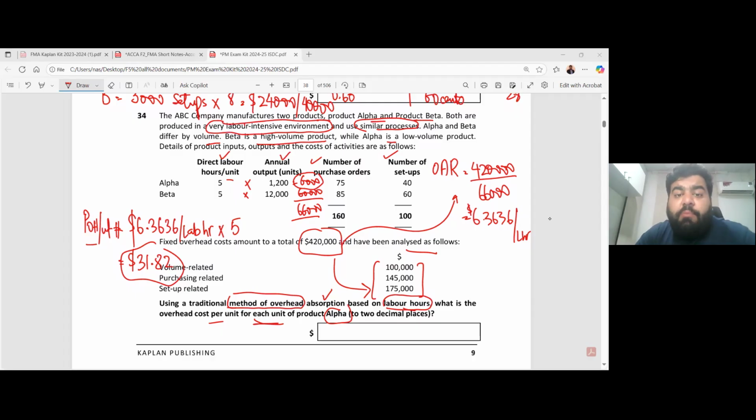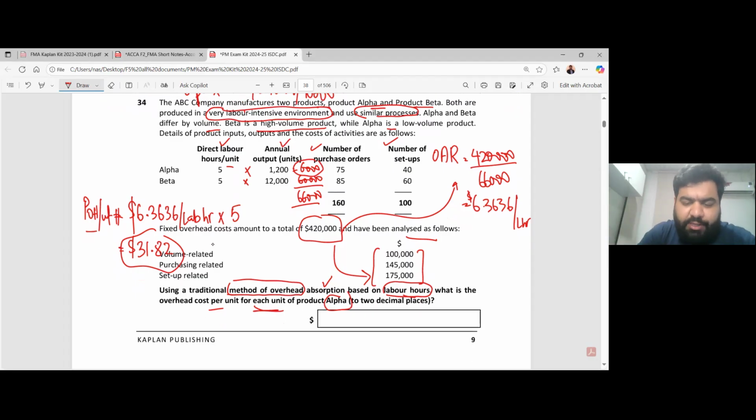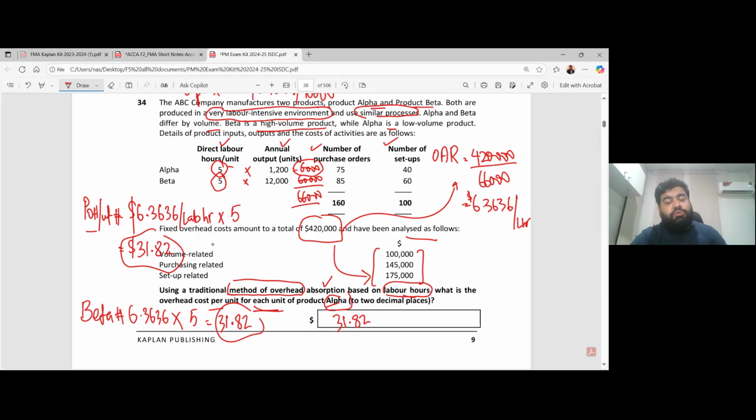Okay, so it's 31.82. Now 31.82 means that one unit of alpha will take this amount of overheads. And for beta, let us calculate for beta as well. If they have asked you for alpha, the answer we have already calculated. But for beta, the OAR will be the same, 3.6363, multiplied by how many labor hours one unit of beta takes. It's again the same, both are 5 and 5. So multiply by 5, again the same answer for beta as well. It's 31.82.